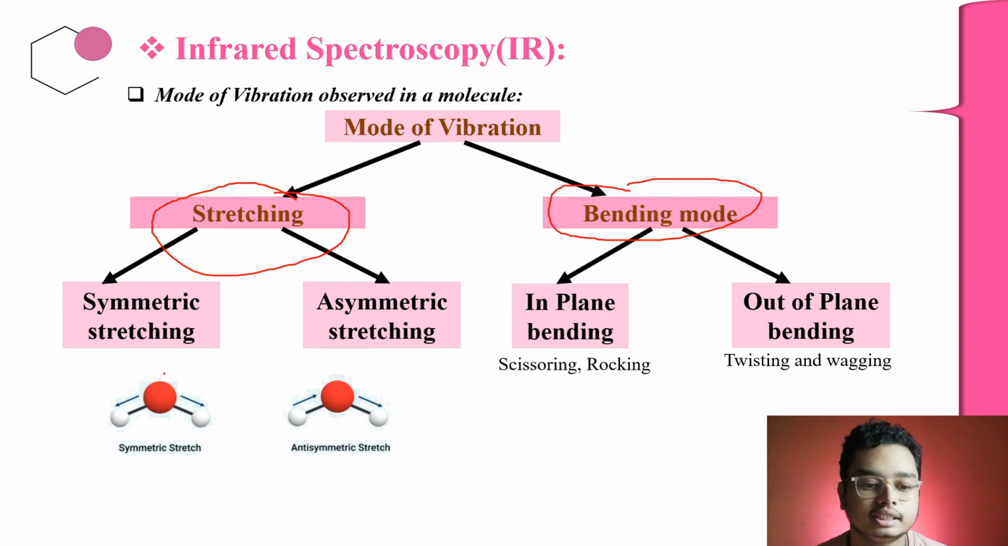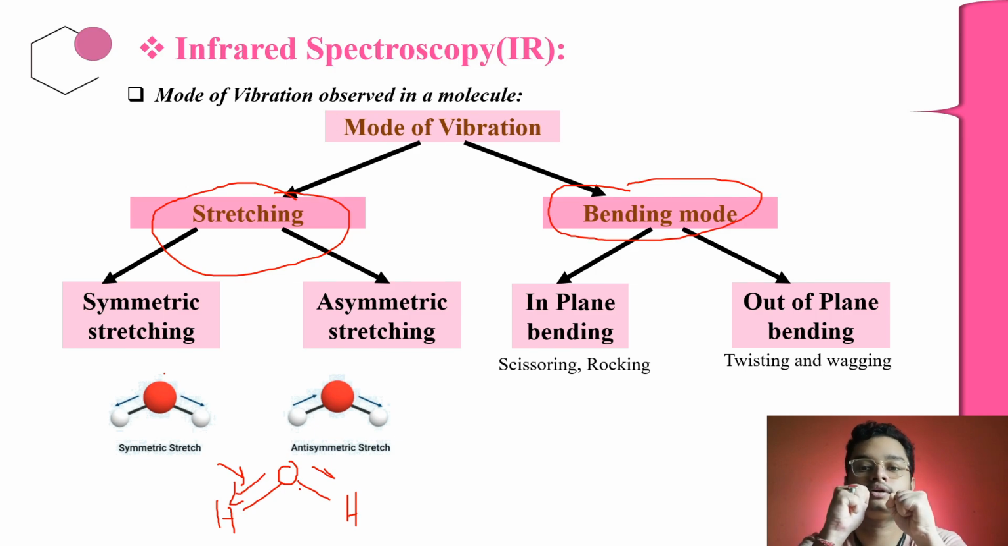Here you can see this OH group. Upon irradiating it with infrared light, either both bonds are simultaneously elongated or simultaneously squeezed. This type of motion is called symmetric stretching. Asymmetric stretching means that of the two bonds, one is stretched while the other is squeezed, and then vice versa. This is called asymmetric stretching.